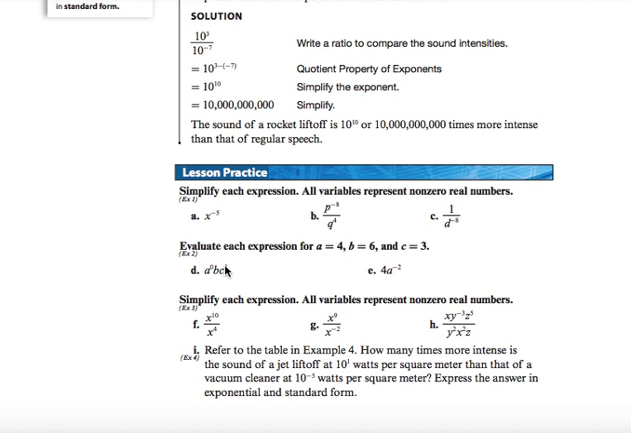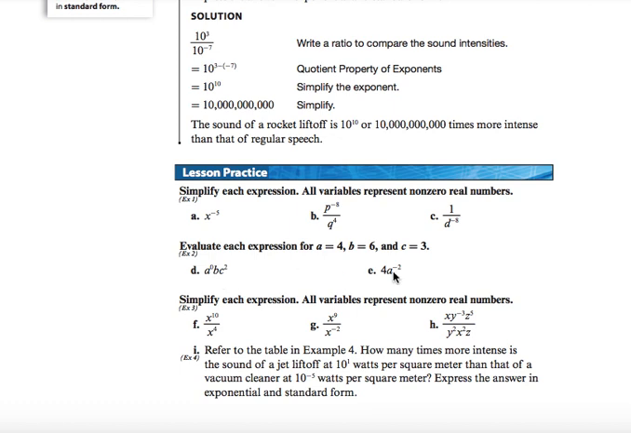In D and E, it says evaluate the expressions by plugging in 4, 6, and 3. The first thing that you're going to want to do is to simplify if you can. So here a to the 0 power is 1. So now I have b and c squared, so I only need to plug in those values. B is 6 and c is 3. So 3 times 3 is 9 times 6 is going to give me 54 for letter D.